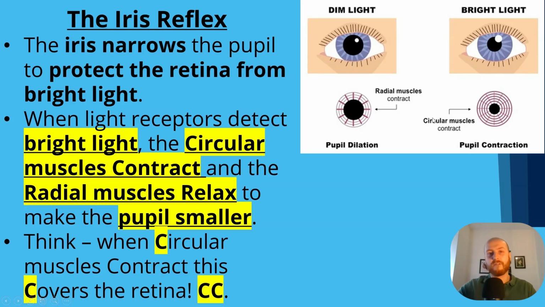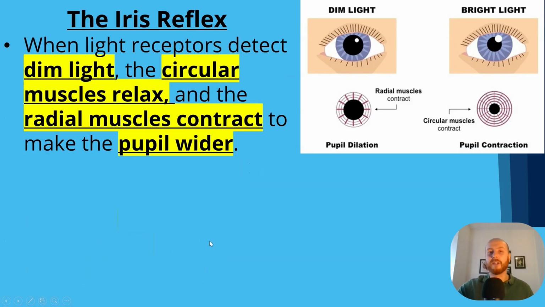Now, I've got a handy way of remembering this because it can be very tricky. Think about it. When circular muscles contract, this covers the retina. Circular begins with a C and covers begins with a C, so CC. Circular contract to cover the retina. Now let's have a look at the opposite.